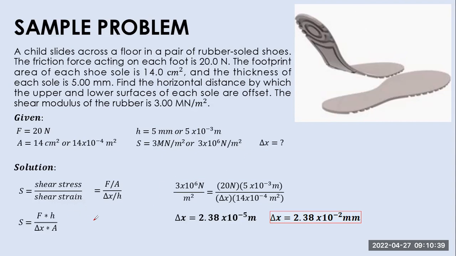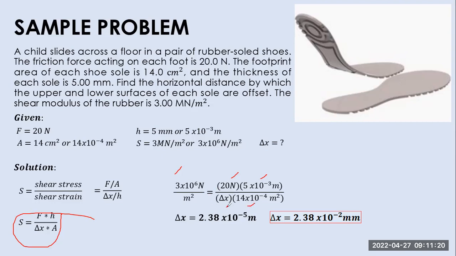So let us now substitute into this formula. We have a shear modulus of 3 times 10 to the power of 6 Newton per meter squared. And then our force is 20 Newton. Next, our thickness is 5 mm, or 5 times 10 to the negative 3 meters. And then our unknown is delta x. And then its area, in terms of meters, is 14 times 10 to the power of negative 4 meters squared.